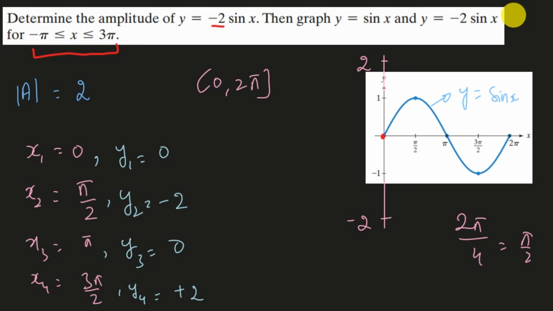Now plot the points. When x is pi by 2, y is minus 2 here, so this is the point. Then 0, so this is the point. Then when x is 3 pi by 2, y is 2, so this would be the point, and finally 0. Now join these points with a smooth curve like this.